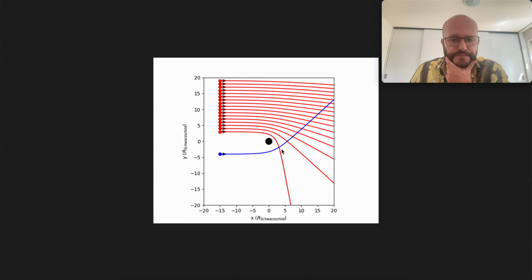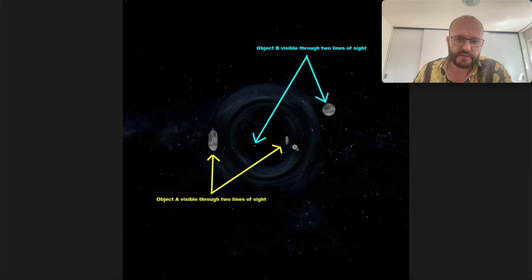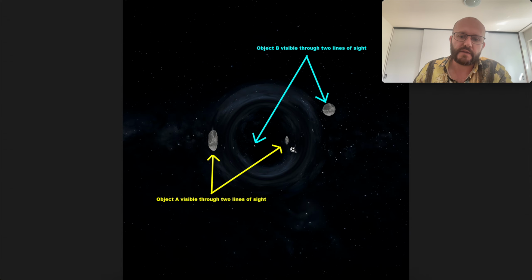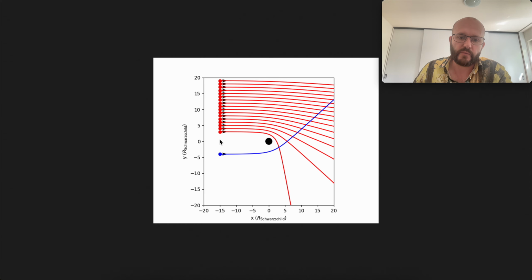Now you see that here I've drawn a blue line for a light ray that starts below the black hole. And you see that it crosses all these other lines of sight as well. And this is what creates this double image. So this one to the left would be one of these red lines, and this image here would come from one of these blue lines, creating a double image.